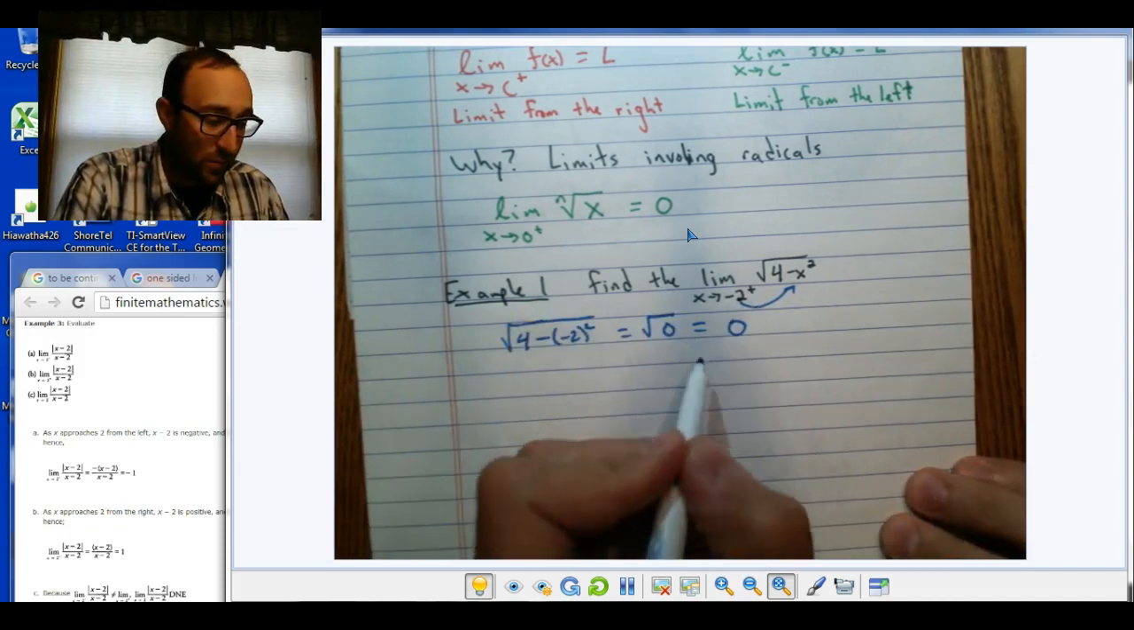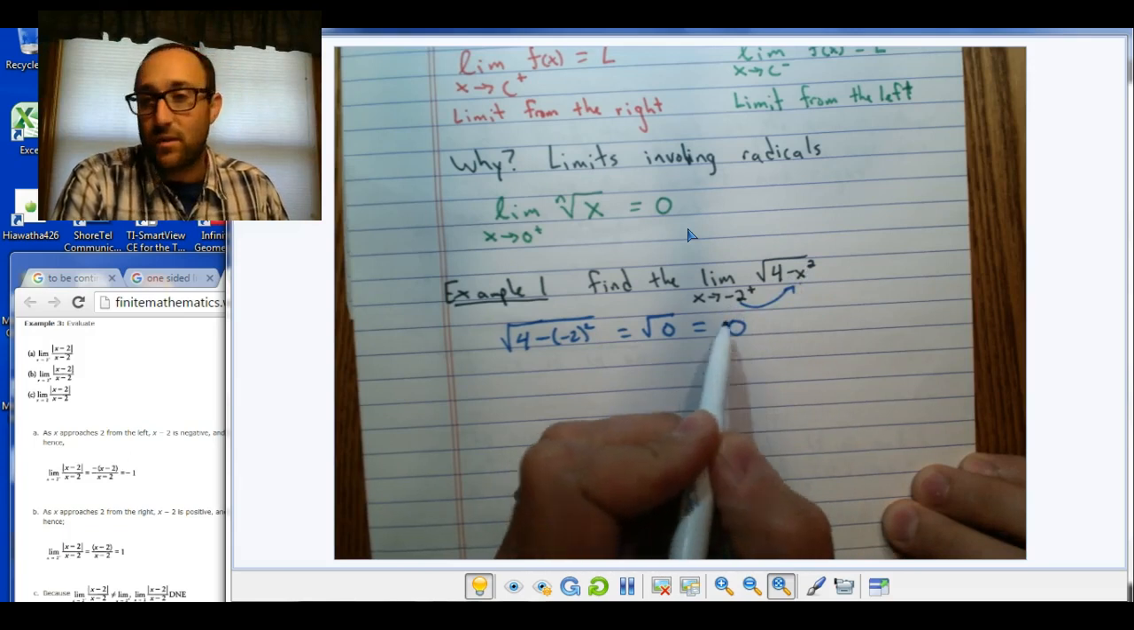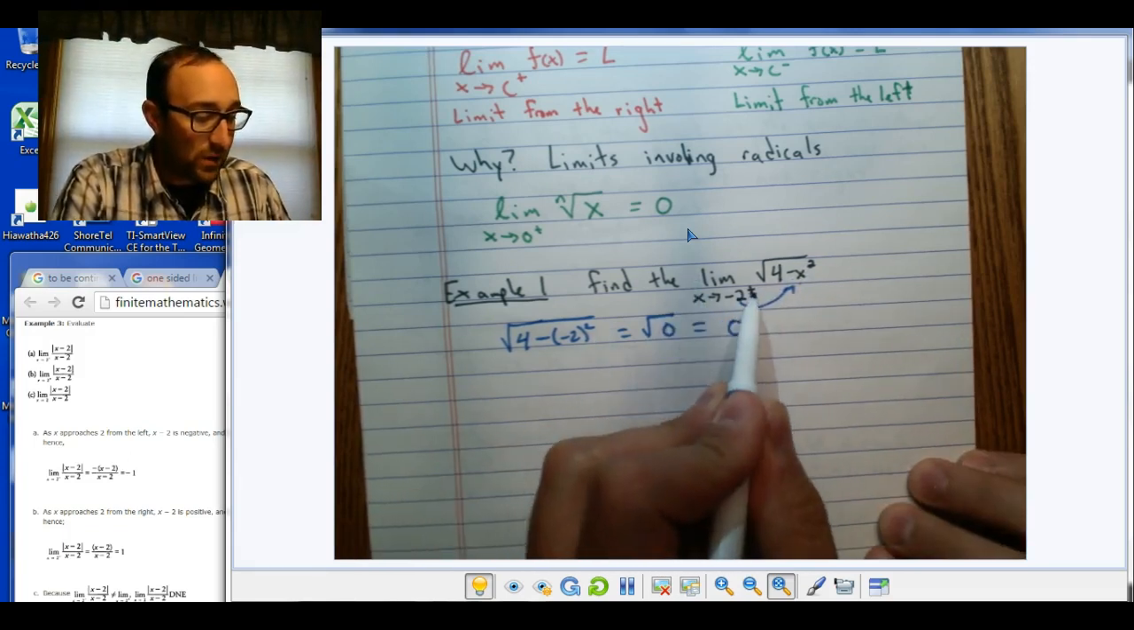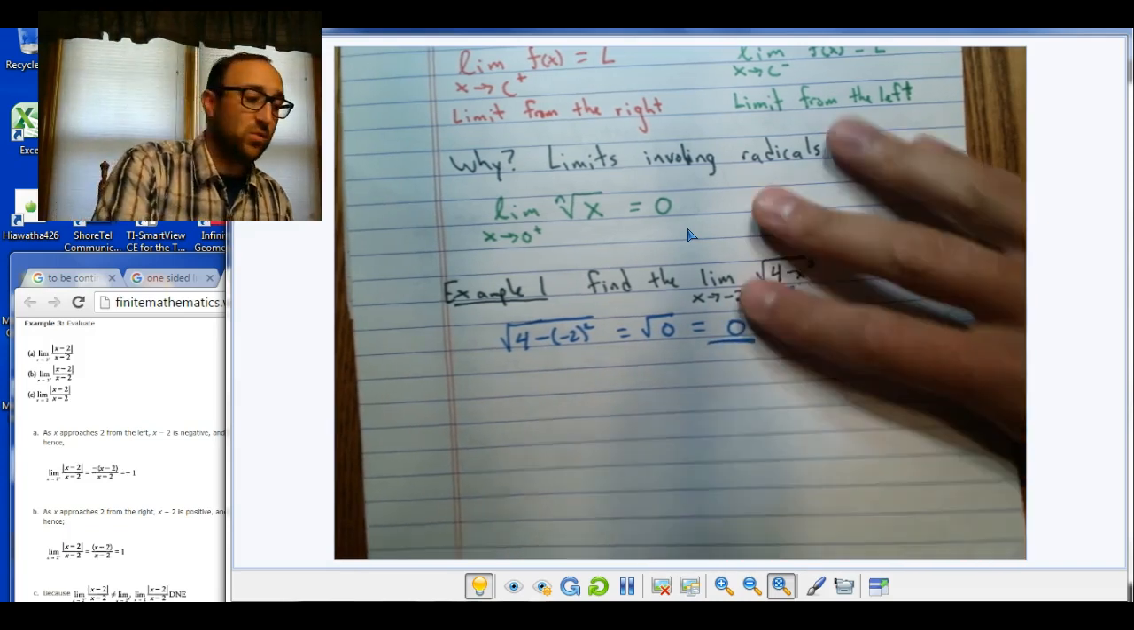Now, if we tried to take the limit from the other side, we wouldn't be able to do it, because we'd have numbers that are infinitely smaller and would make 4 minus something bigger than 4, and the square root of a negative number isn't going to work out. So it only works from the right side. It works out, and our limit at this point is 0 just by direct substitution.